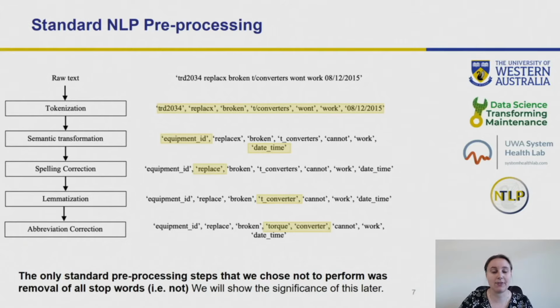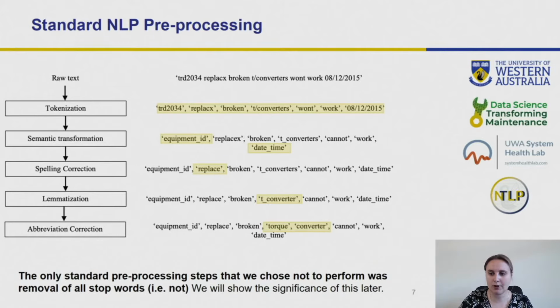The next step, the semantic transformation step, aimed at reducing the overall size of the vocabulary by transforming the tokens, such as equipment IDs, into a standardized token, such as equipment_ID. Next, spelling correction was performed, and the words were lemmatized so that all plurals were removed from the data.